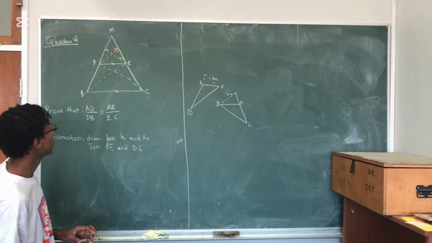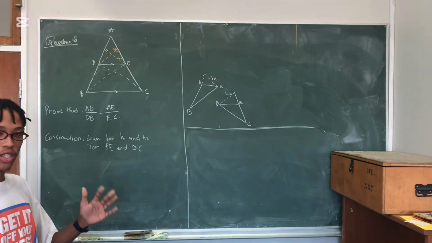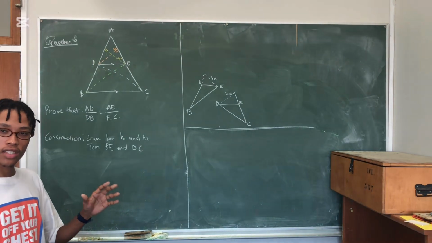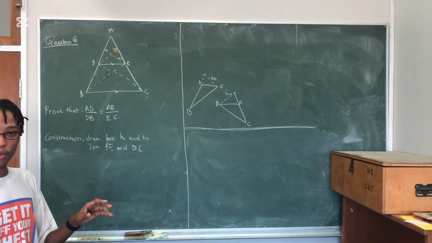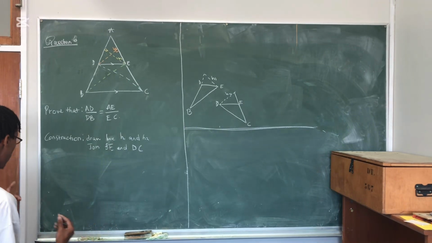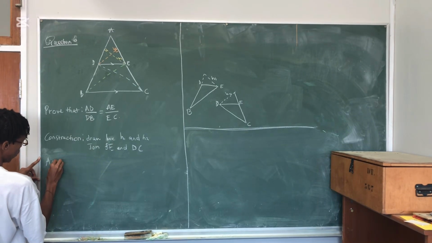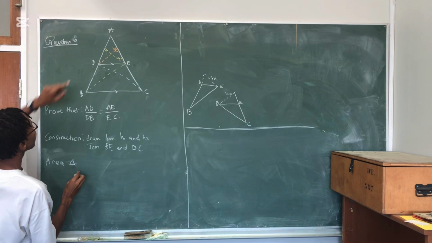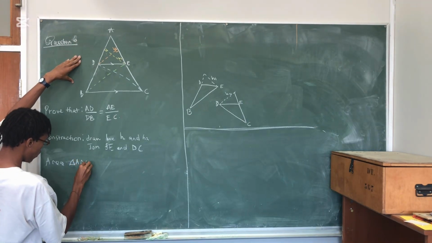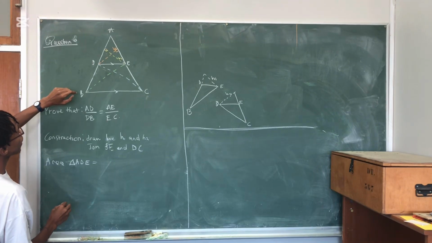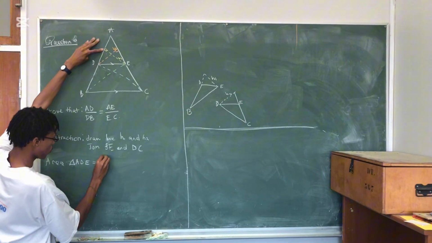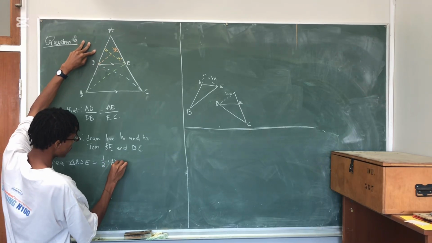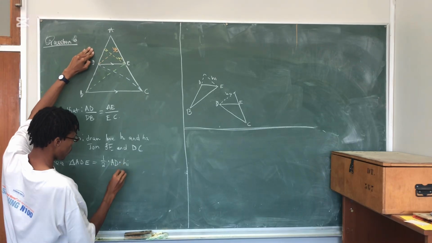What we want to do is find the ratio of triangles that share the same height, because we know that the ratio of triangles that share the same height is equal to the ratio of their bases. How do we do this? Let's say the area of triangle ADE. Let's take the one that has the H1 height. So area is going to be half base, the base is going to be AD, multiplied by height H1.